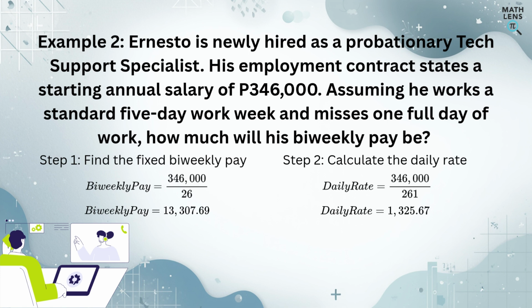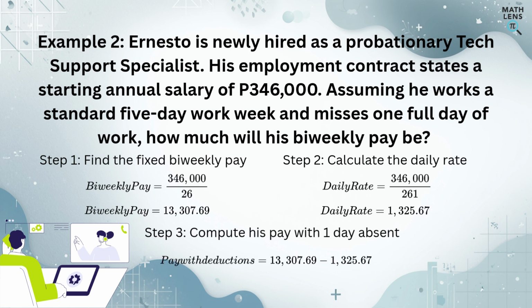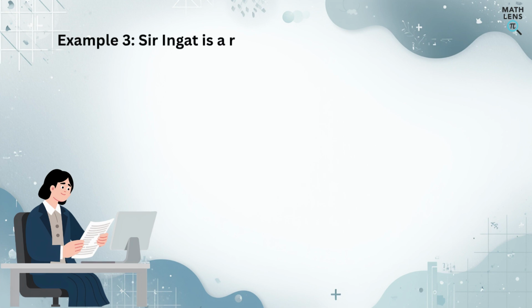So his daily rate is 1,325.67 pesos. Step 3. With 1 day missed, we subtract his daily rate from the fixed biweekly pay to determine his actual pay for that period, 11,982.02 pesos. This approach helps clarify how even a single day's absence can affect one's take-home pay. In example 3, Sir Ingat is a regular, permanent HR officer.